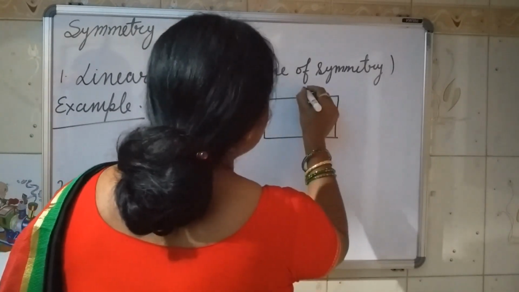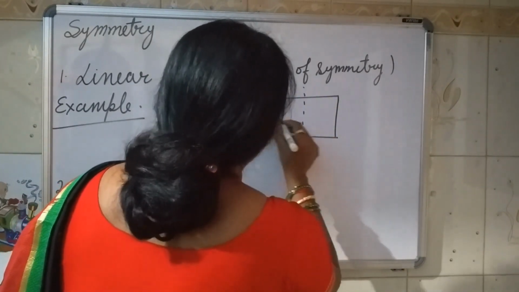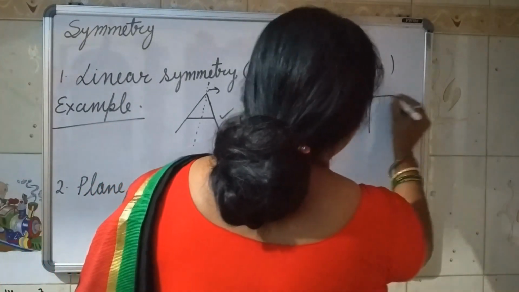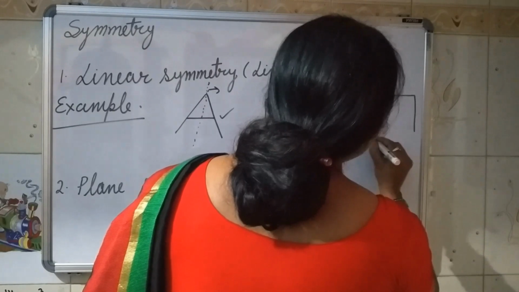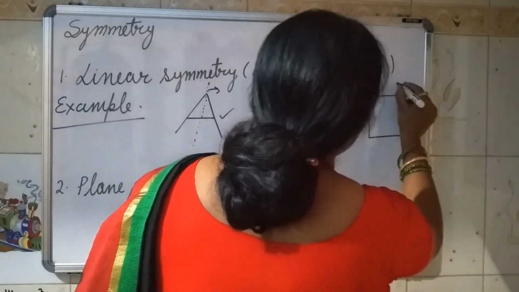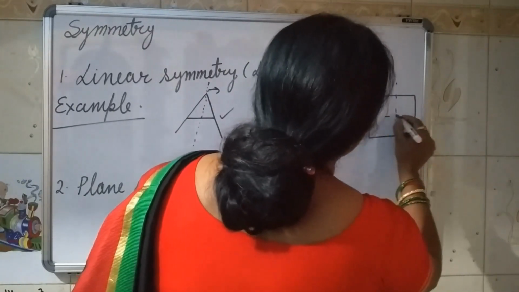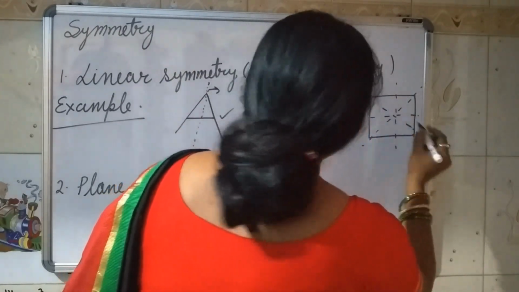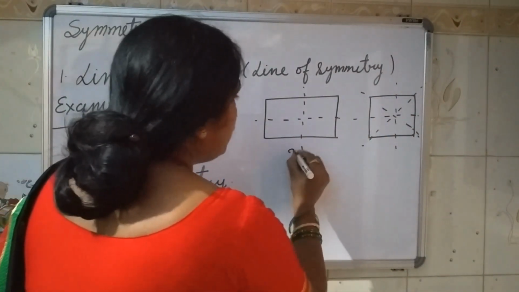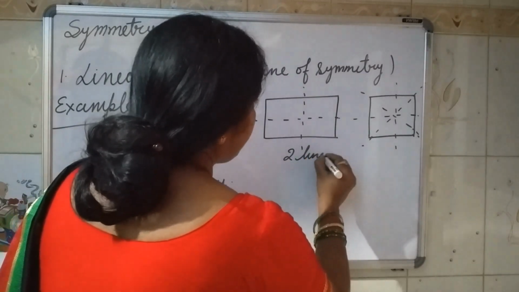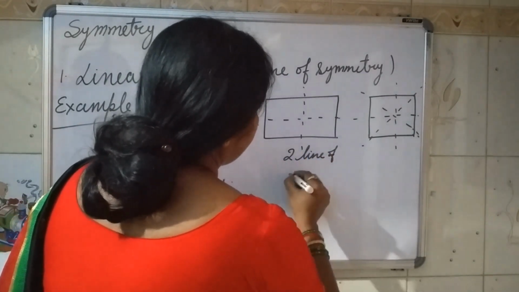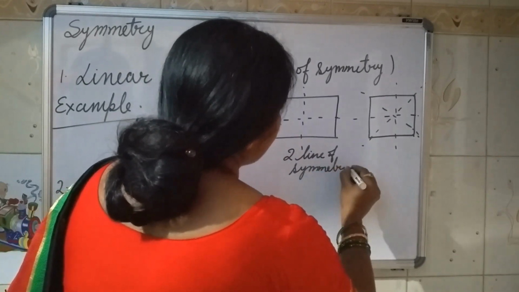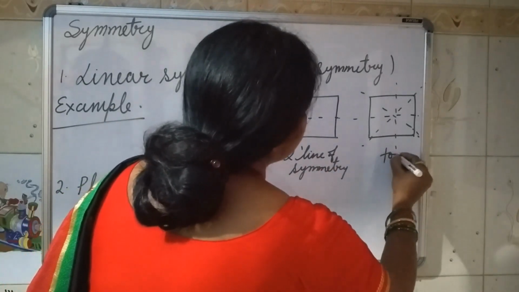it has two lines of symmetry. It will be folded like this also. A square has 1, 2, 3 and 4 lines of symmetry. So a rectangle has 2 lines of symmetry, and a square has 4 lines of symmetry.